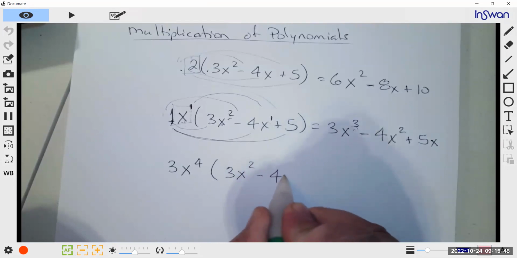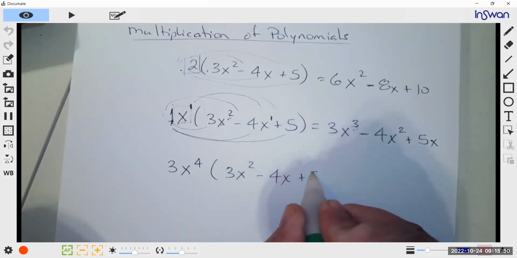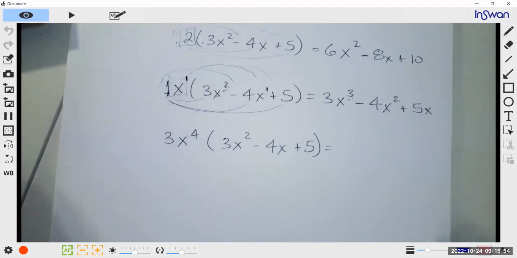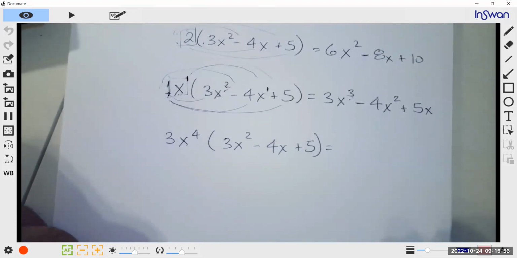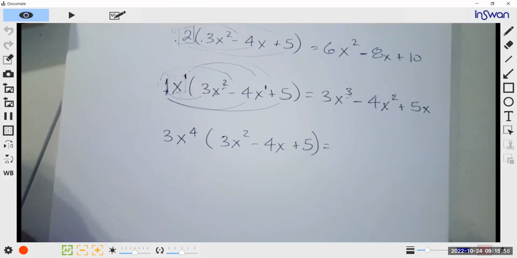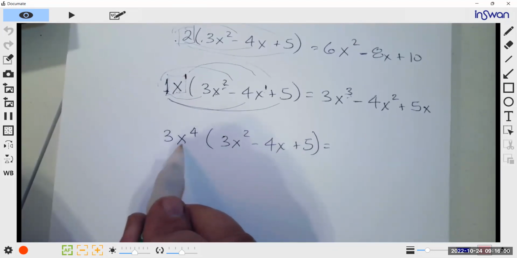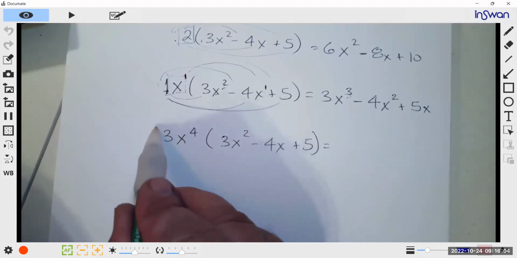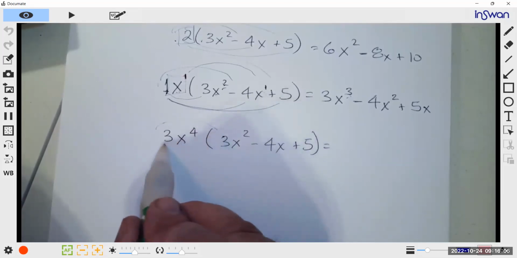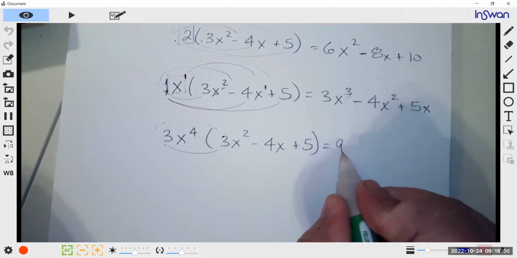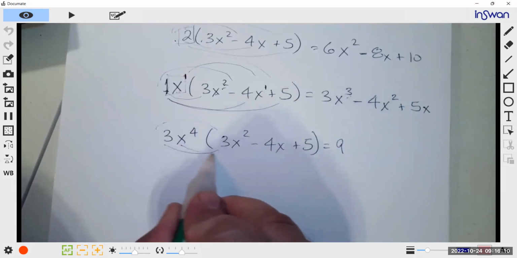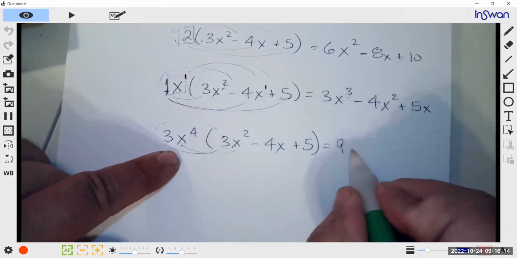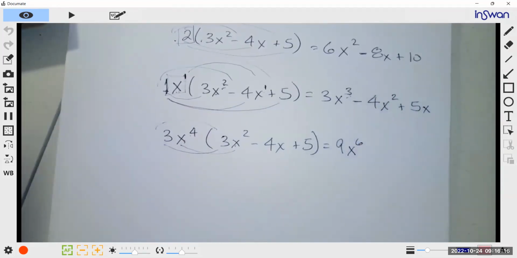I'm going to use the same numbers inside the parentheses, just so we have something the same to look at. So now I have a coefficient and a larger exponent. Positive times positive is positive. 3 times 3 is 9. X to the fourth, x squared. So I have 4 x's here. I have 2 x's there. 4 plus 2, I have 6 x's.